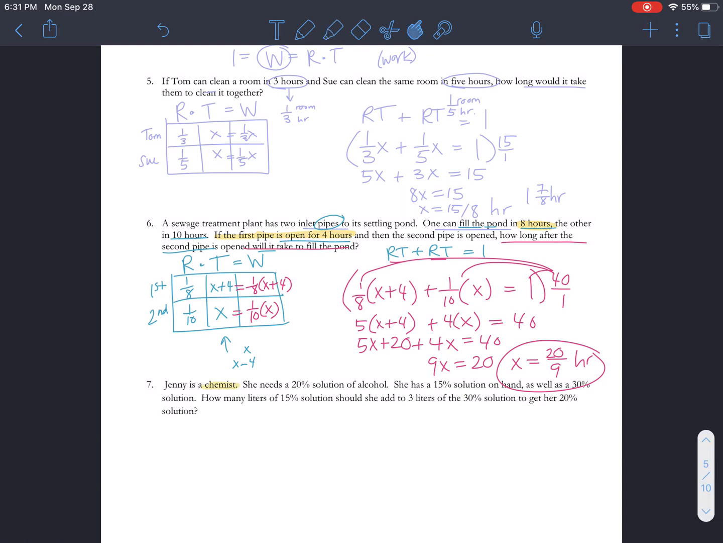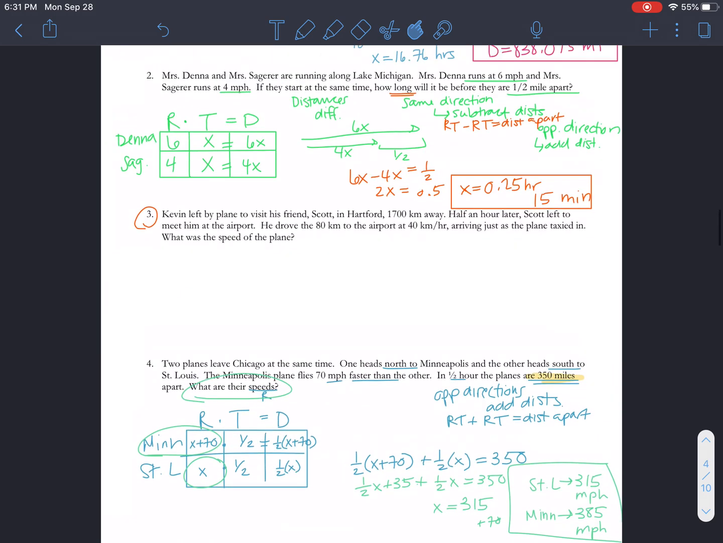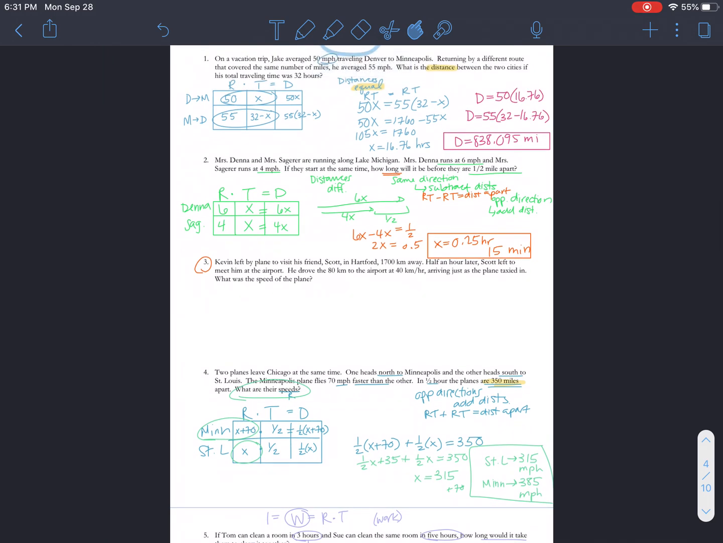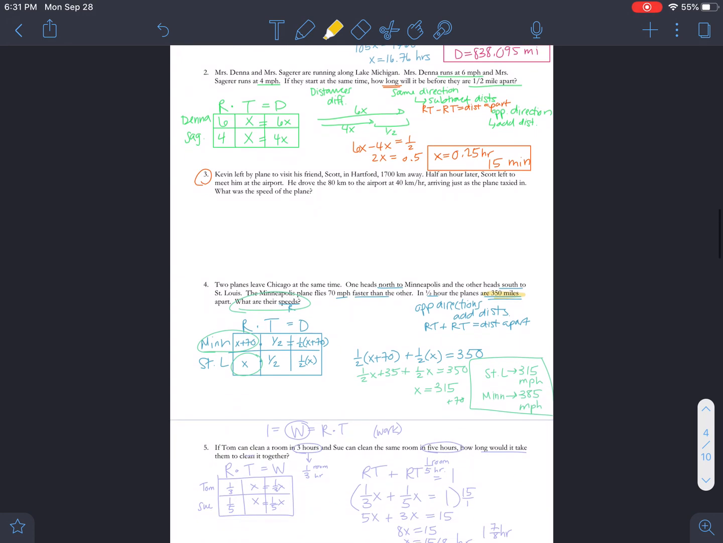We're going to work on one more type of problem tomorrow, which I kind of call chemistry problems. Besides that, the main thing we started with today, remember, was those distance problems. Distances are equal: rate times time equals rate times time. If we're going the same direction but different distance, we're subtracting the distances. If we're going opposite directions, we're adding the distances equal to the distance apart. So those are the 3 key things from distance.